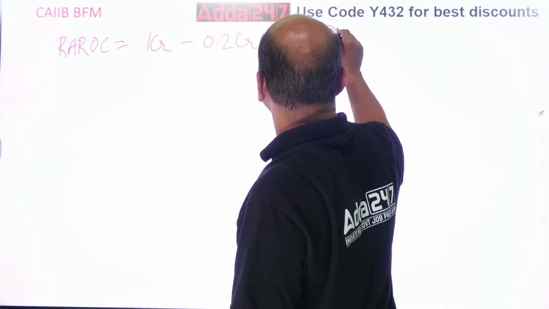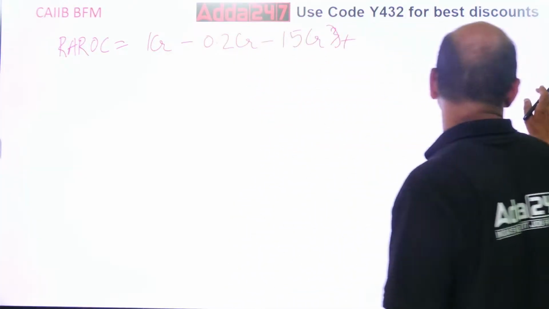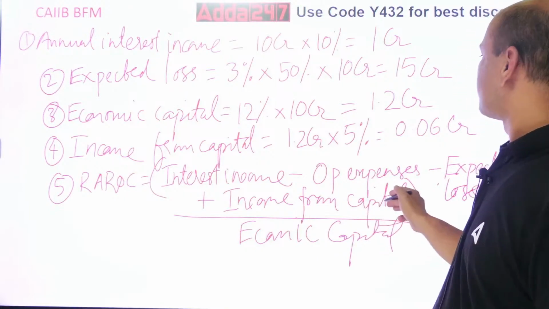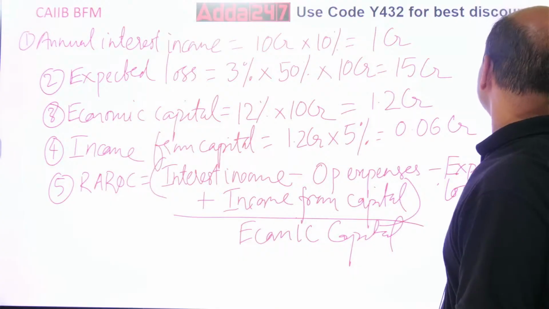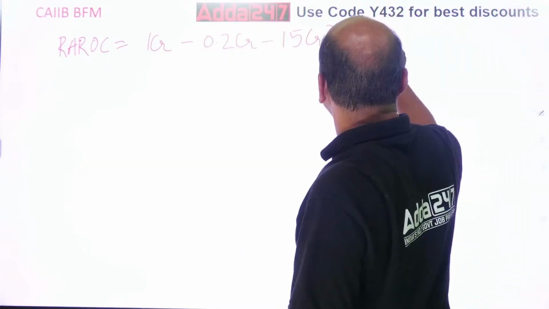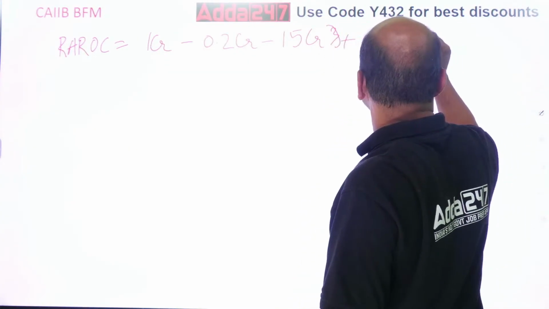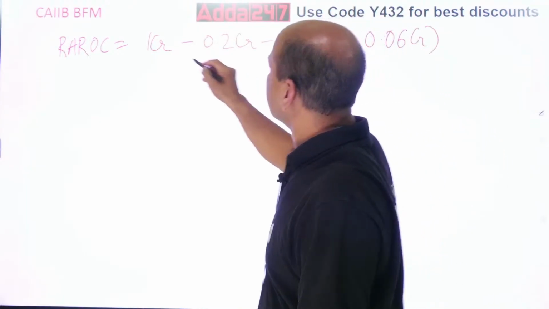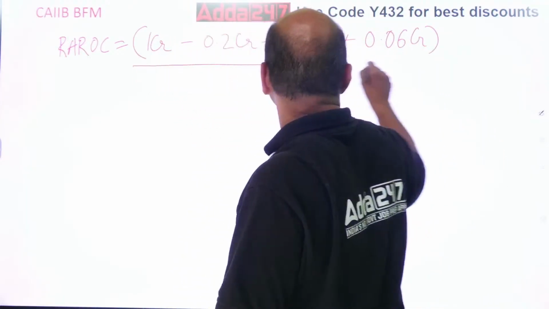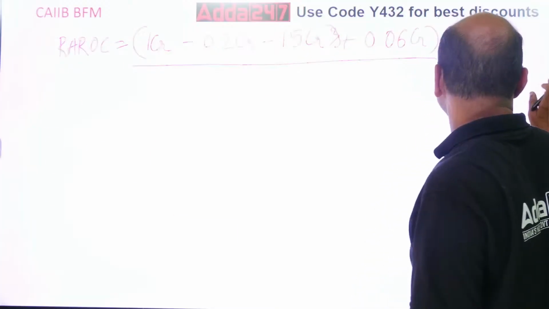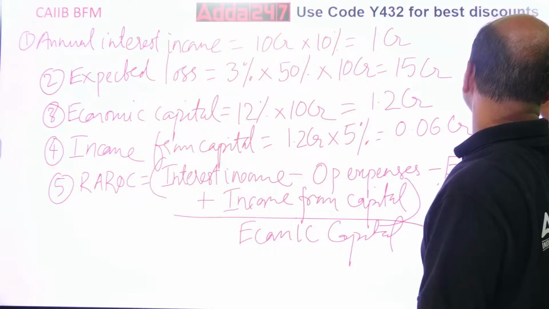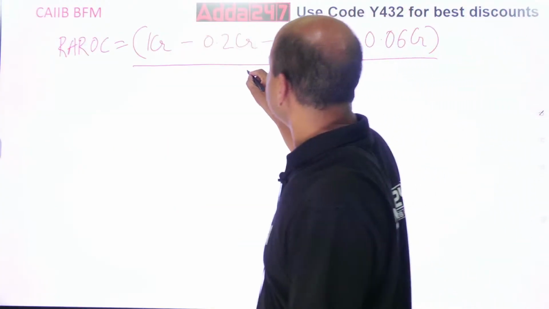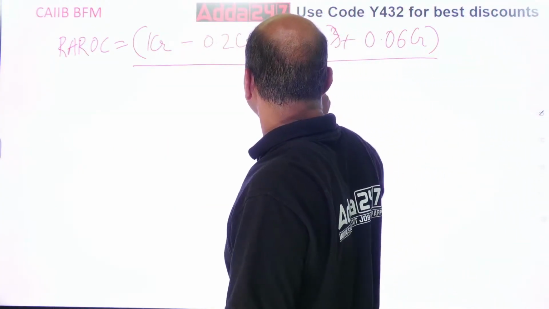Okay, plus something is there. What is plus? Income from this. So income is what? 0.06 CR. Plus 0.06 CR. The whole upon, what is it? The whole upon economic capital. What is the economic capital? 1.2 CR. Upon 1.2 CR. Do this now.